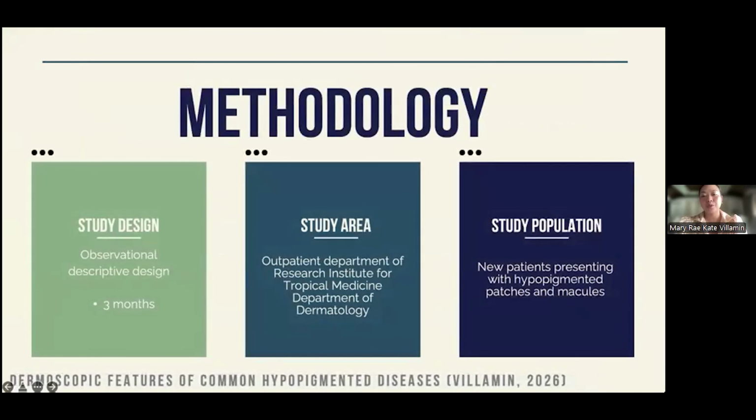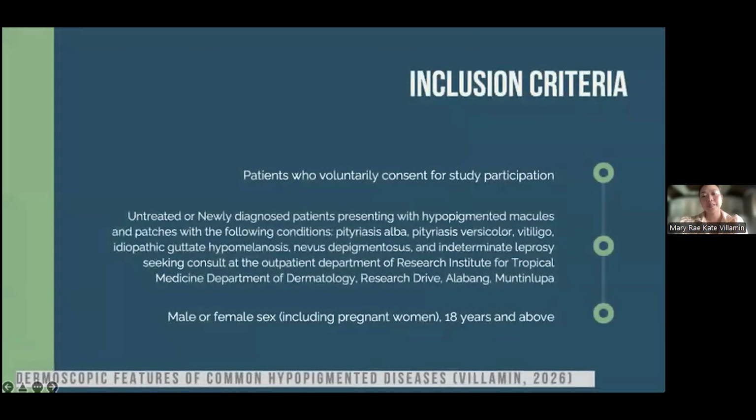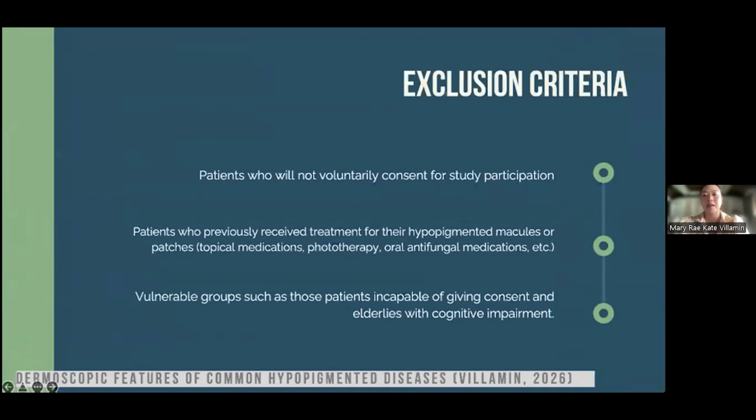The study used an observational descriptive design over 3 months and included all adult patients who volunteered. New patients with hypopigmented patches and macules were recruited for the study. Patients were eligible if they were 18 years or older, of any sex, and had untreated or newly diagnosed hypomelanotic skin lesions within the past year.